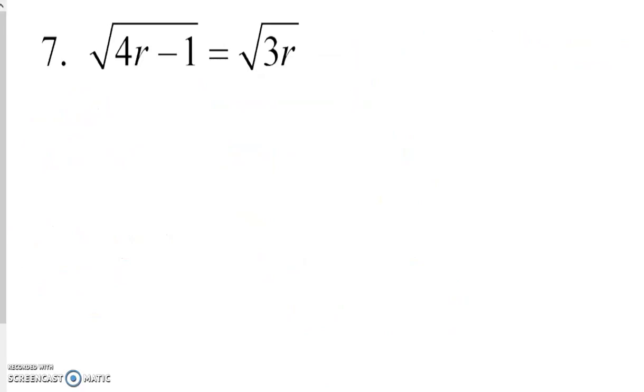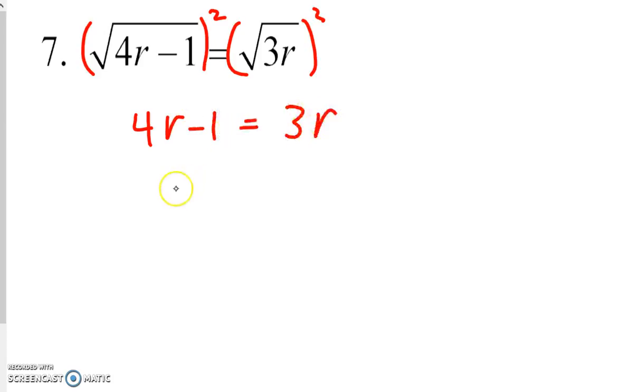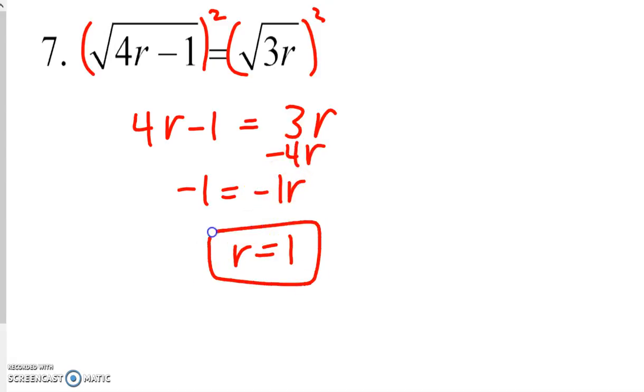Okay. Radicals on both sides, that's okay. In the problems we're going to be doing, it most likely will be just a radical and a radical isolated. And so at this point, I simply square both sides and it would get rid of the radical. So 4r minus 1 equals 3r, negative 1 equals minus 4, negative 1r, and r equals 1. Okay? So easy.